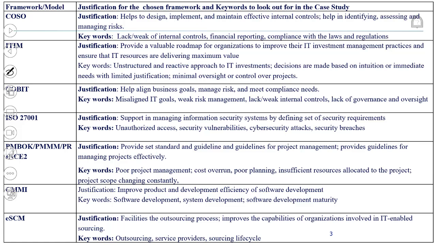In this particular document, what you can see is that I've listed all the frameworks that you've covered. You've got the COSO, you've got the ITIM, you've got the COBIT, ISO 27001, project management frameworks, CMMI, and the ECM. And in there, I've said how you can justify a framework and some of the keywords that you can look for in a case study.